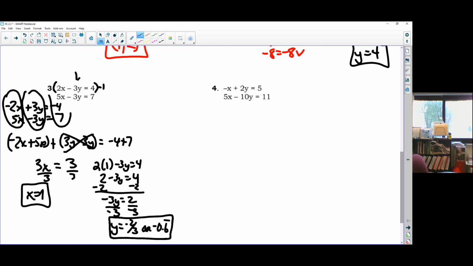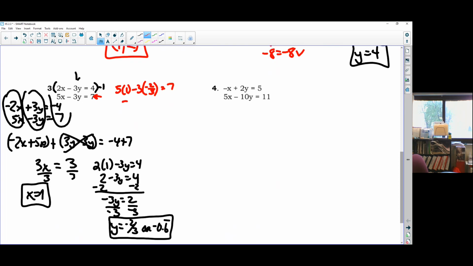The decimals are easier to use, especially in the algebraic modes, because then you don't have to worry about the common denominator stuff. So let's plug it in to make sure it works. We use the top equation for the first one, so we're going to use this equation to check it. So 5 times 1 minus 3 times negative 2/3, which works out nice because the 3's cancel.